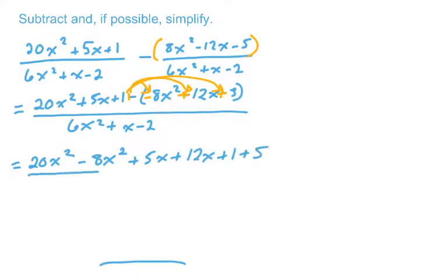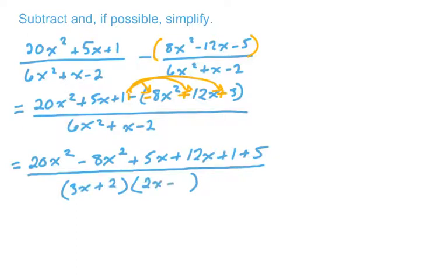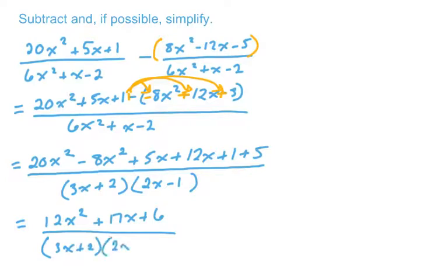While I'm at it, I'm also going to factor that denominator here. We know that we need two sets of parentheses here. We know this will factor into 3x plus 2 and 2x minus 1, because that would give us 6x squared plus a 4x minus a 3x minus 2. Now what we have to do is simplify the numerator. So we'd get 12x squared, because we have to do 20 minus 8, and then we'd have plus 17x plus 6, and then bring down the denominator, 3x plus 2, 2x minus 1.